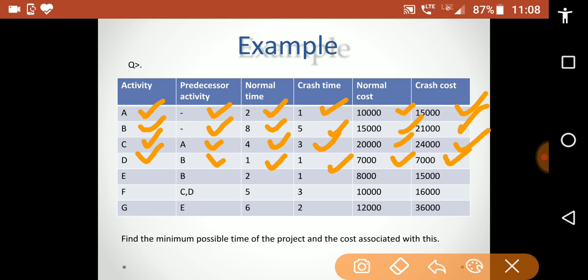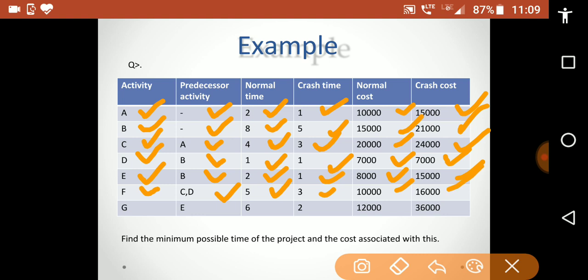Now activity G, predecessor activity is B, normal time is 2, crash time is 1, normal cost is 8,000 and crash cost is 15,000. Now activity F, predecessor activities are C and D, normal time is 5, crash time is 3, normal cost is 10,000 and crash cost is 16,000.